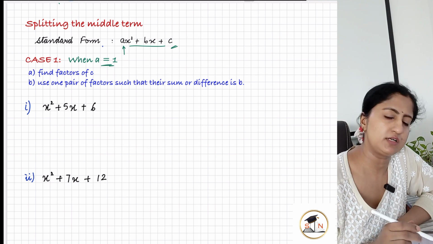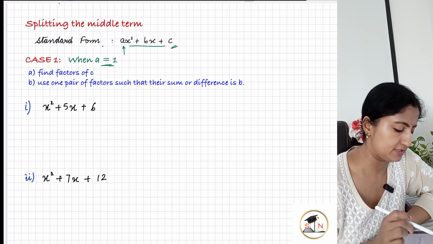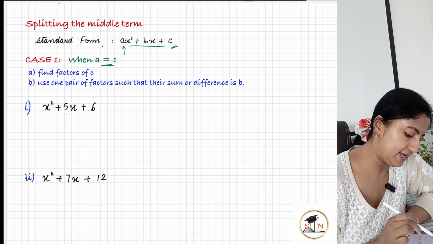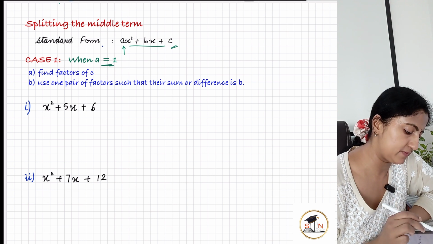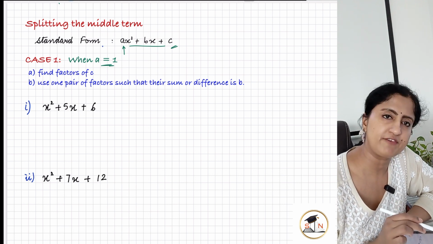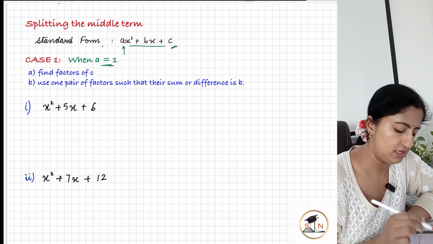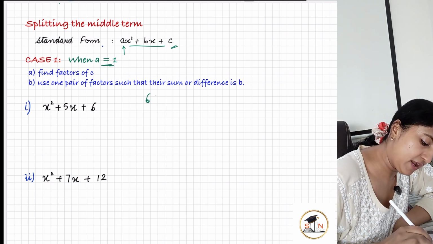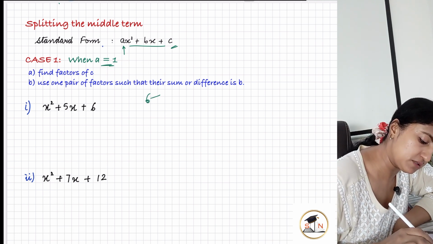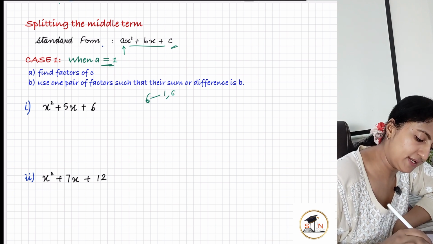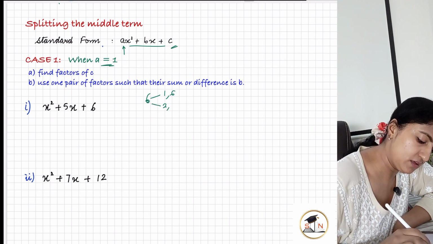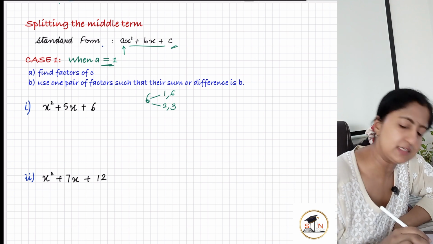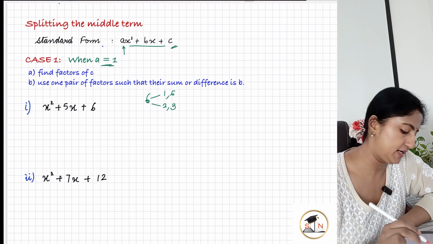Okay, let's try to understand these steps with the help of examples. So the first one is x square plus 5x plus 6. The first step says find factors of 6. That is C, constant, right? So the factors of 6, I am writing all the factors of 6 that are possible in pairs. 1 and 6, 2 and 3. These are the only pairs possible for 6, right?